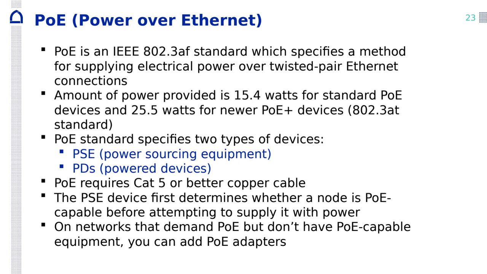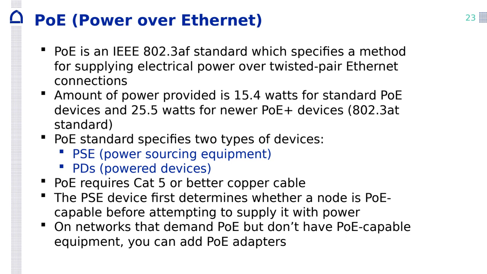We have two types of devices: power sourcing equipment and powered devices. PoE requires Cat5 or better cable, so it will not work with Cat3. And the PSE will determine whether a node is PoE capable before attempting to supply it with power. You don't want to burn the device, you don't want to damage the device.